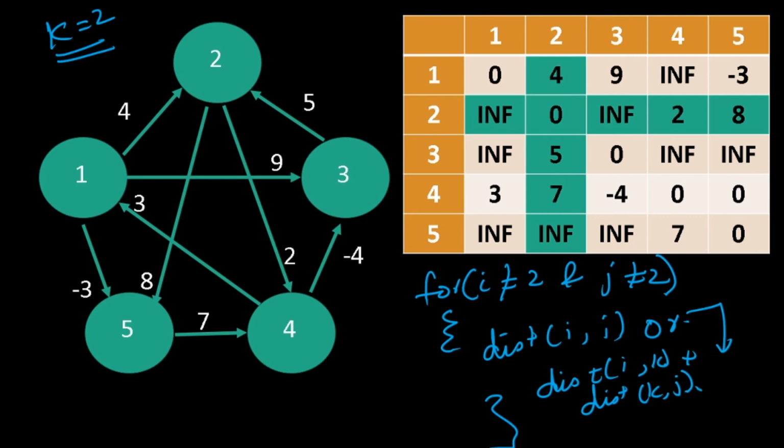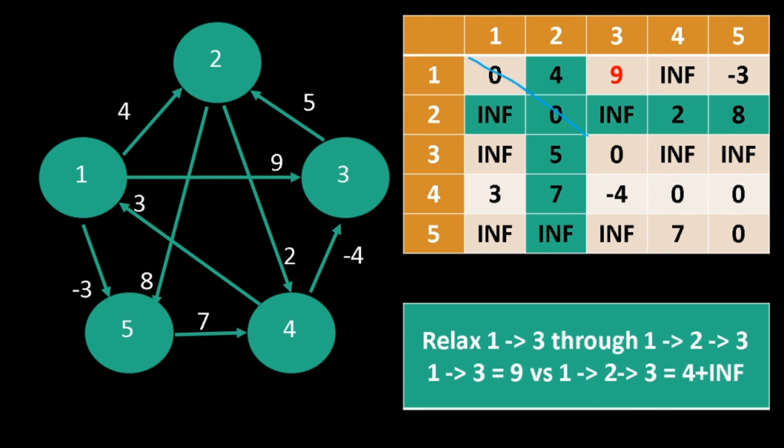Let's go ahead and get started. We won't consider this diagonal, so we are starting here. Okay, so 1 to 3 is 9. Can I go 1 to 2 and then from 2 to 3? See, 1 to 2 is 4, but 2 to 3 is infinity. So in other words, no relaxation is possible here. I have to just continue.